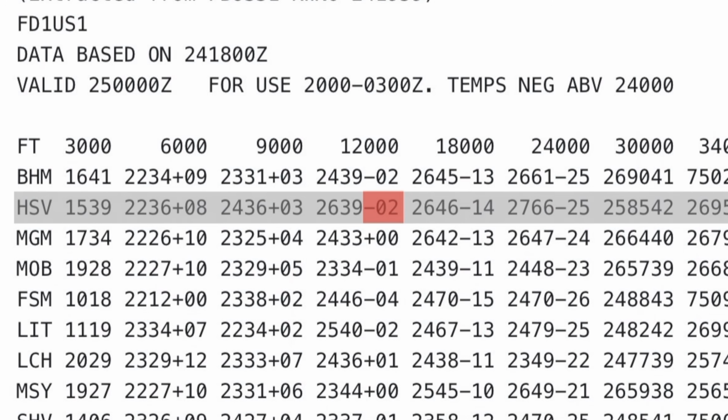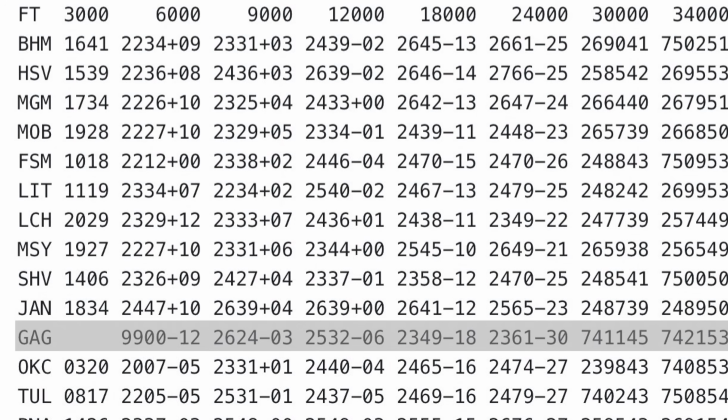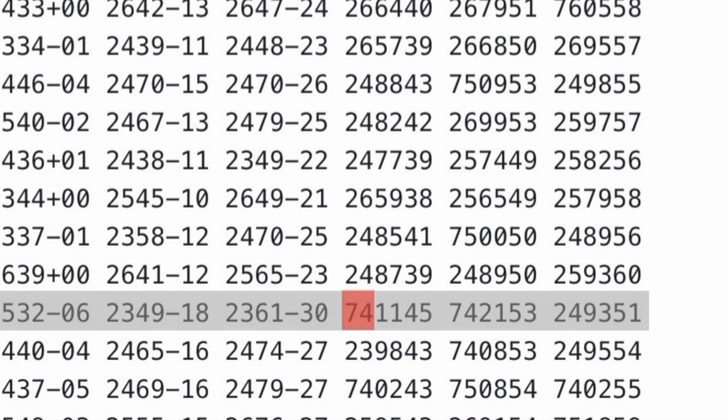Easy, right? What about GAG at flight level 300? What the heck direction is 74? Well, this is where it gets weird.